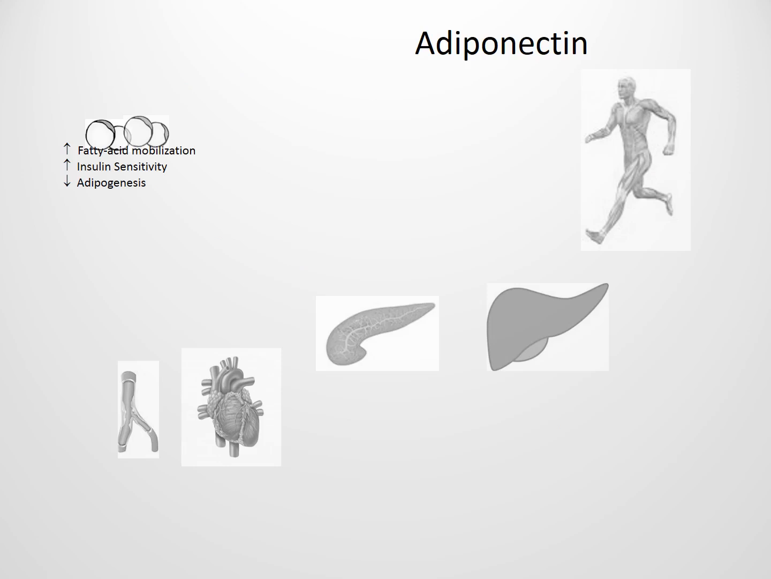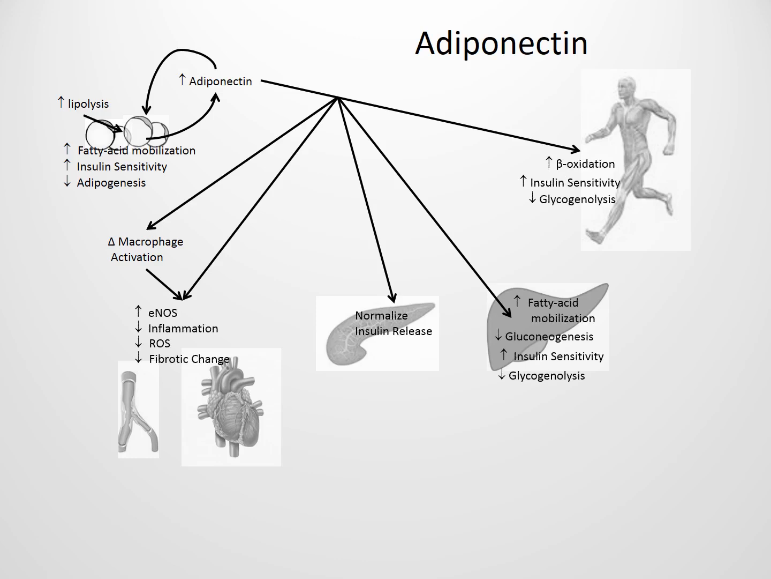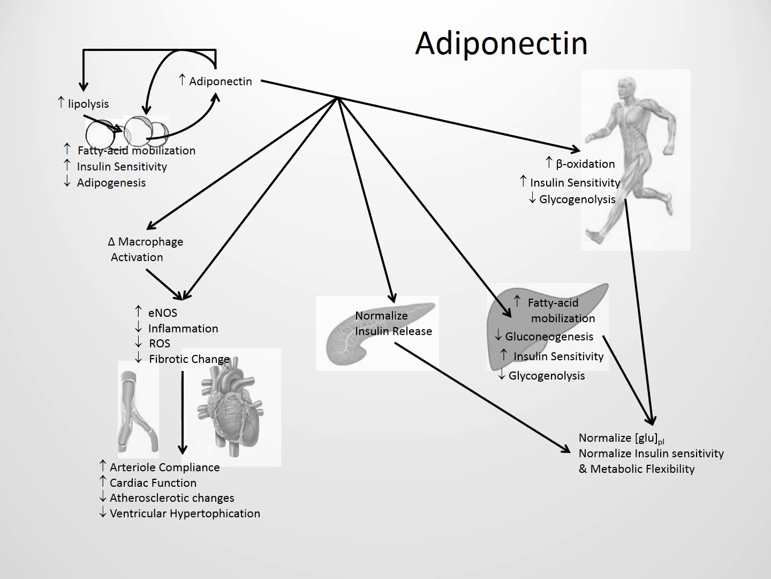The next few that we're going to look at are all about energy regulation and immune function. The first one we're going to look at is adiponectin. Adiponectin is released in large concentration when we have large amounts of lipolysis. This large amount of lipolysis and the increase of adiponectin causes a change in macrophage activity, a normalization of insulin actions, as well as a normalization of energy and energetics at the peripheral tissues, the liver, the skeletal muscle, as well as additional changes within the adipose tissue itself.